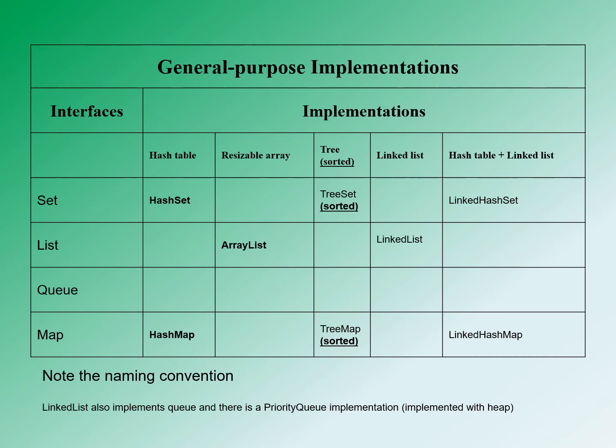Talking about the List interface, we have ArrayList, which is the resizable array, and LinkedList, which is the linked list implementation. For Queue, we do not have a dedicated one, and for Map, we have HashMap, TreeMap, and LinkedHashMap. LinkedList also implements Queue, and there is a PriorityQueue implemented with a heap. So whenever we write a queue interface, we implement the LinkedList.